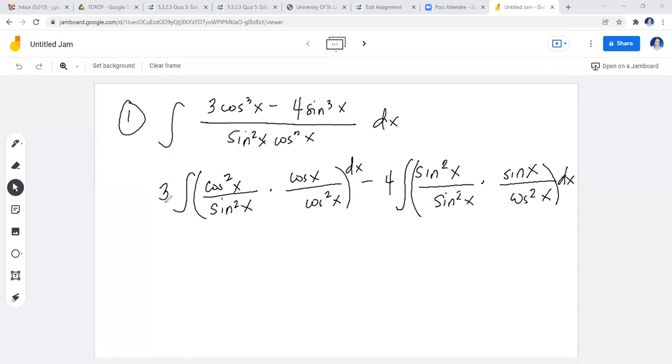So I will have here 3. What's cosine squared over sine squared? Can you place it on the chat box?